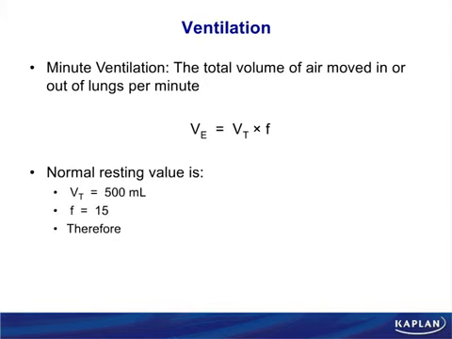Normal, what we call textbook resting values, tidal volume will be about 500 mils. Breathing frequency or respiratory rate is about 15. Therefore, we have a minute ventilation of 7.5 liters per minute. Again, volume of air moved in or out of the lungs per minute. Now, this is not the important ventilation. The important ventilation we'll get to on the next slide. But this is how we calculate a minute ventilation.